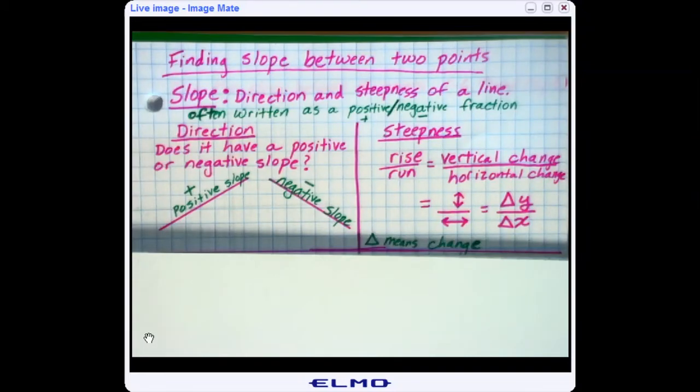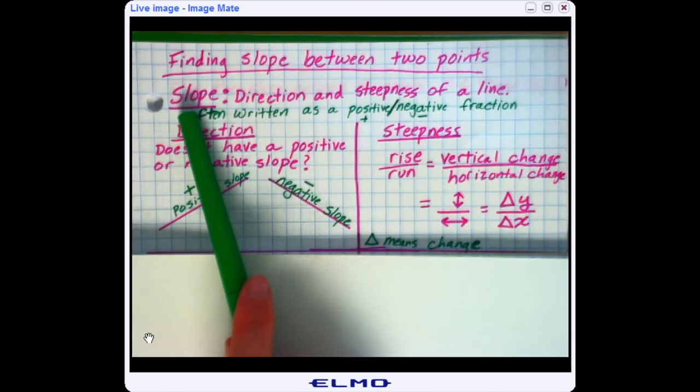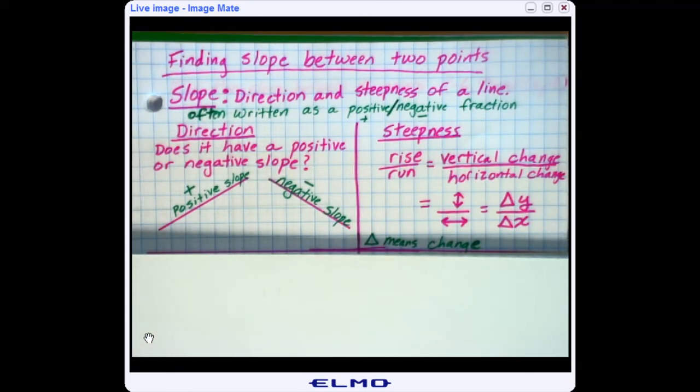Hi guys, so we're going to be looking at how to find the slope between 2 points. So we got some notes up here to go over. Slope is our direction and steepness of a line.